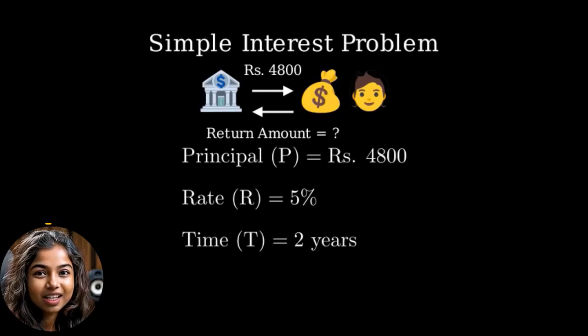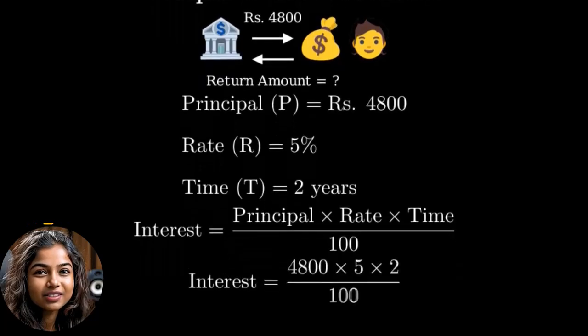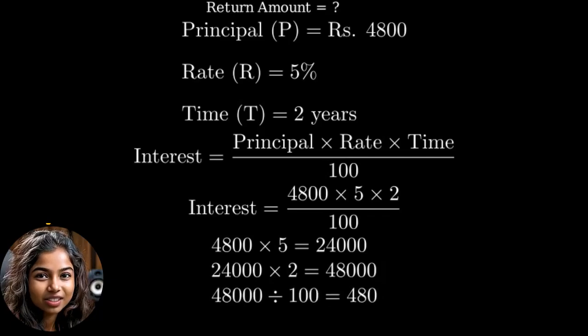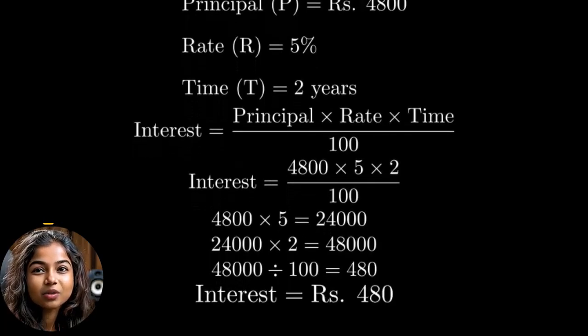First, let's calculate the interest using the formula. Interest equals principal times rate times time divided by 100. Let's substitute our values. First, multiply 4,800 by 5, which gives us 24,000. Then multiply by 2, giving us 48,000. Finally, divide by 100.